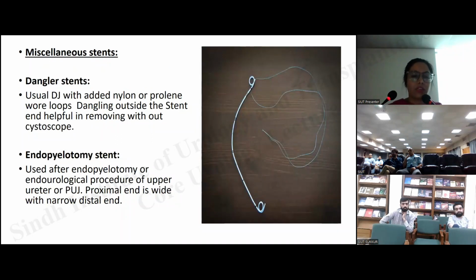miscellaneous stents. There are two types of stents. One is the dangler and the other is the endopyelotomy stent, which Sir just mentioned before. A dangler stent is a usual DJ with added nylon or prolene loops dangling outside the stent end, helpful in removing it without a cystoscope. An endopyelotomy stent is used after endopyelotomy or endourology of the upper ureter or PUJ; the proximal end is wide with a narrow distal end.